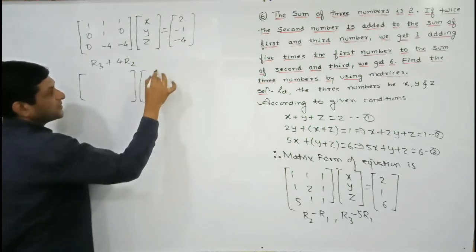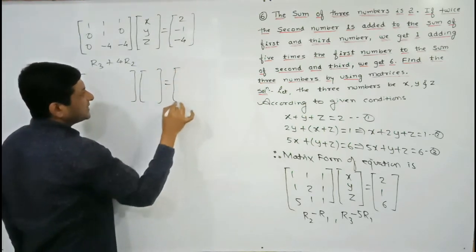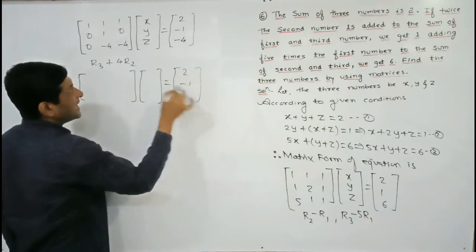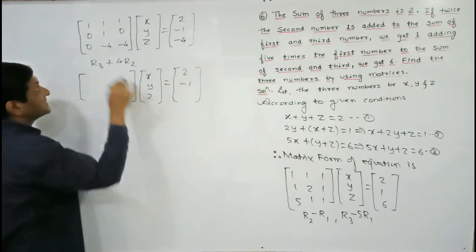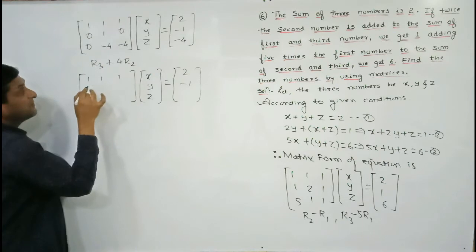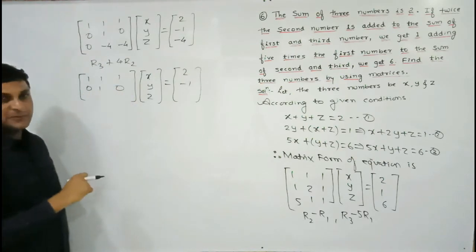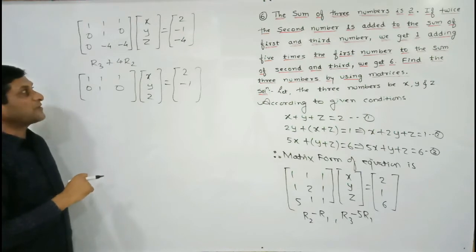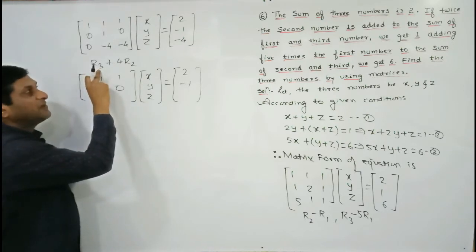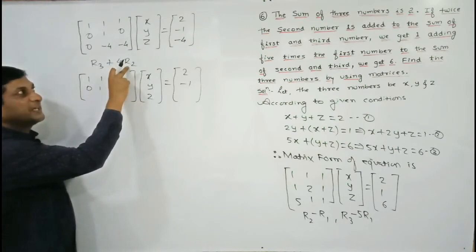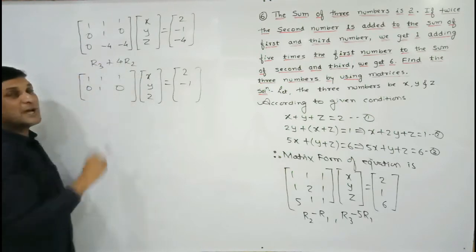So our operation is on the element of R3, so we are keeping the elements of R1 and R2 on both sides as they are. What is the element of R1? 1 1 1, and R2 is 0 1 0 1 0. Now we are performing this operation on the element of R3, and here we are using the corresponding element of R2, and we are multiplying R2 by 4.